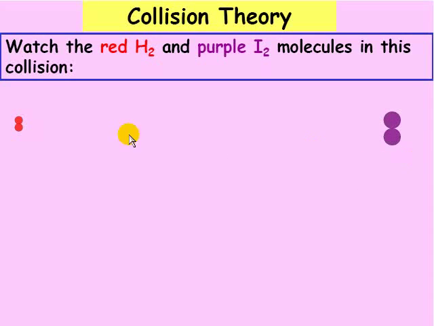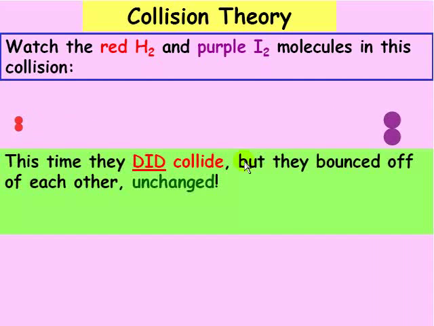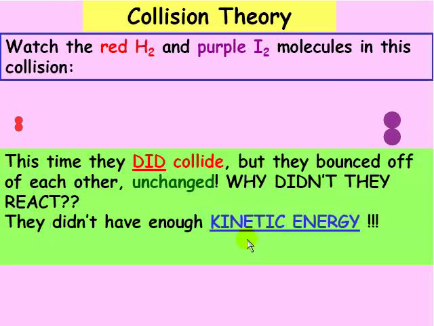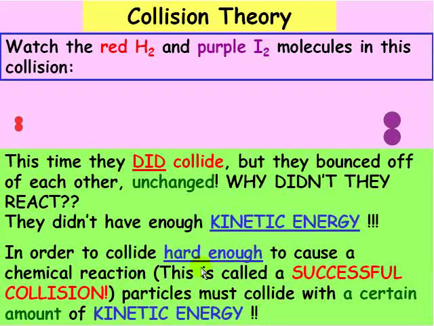Okay, let's watch these molecules as they approach each other this time. This time they did collide, but they didn't react. They bounced off each other unchanged. So why didn't they react? Well, it's because they didn't have enough kinetic energy, or energy of motion, to collide hard enough to cause a chemical reaction, that, by the way, is called a successful collision. Particles must collide with a certain amount of kinetic energy.